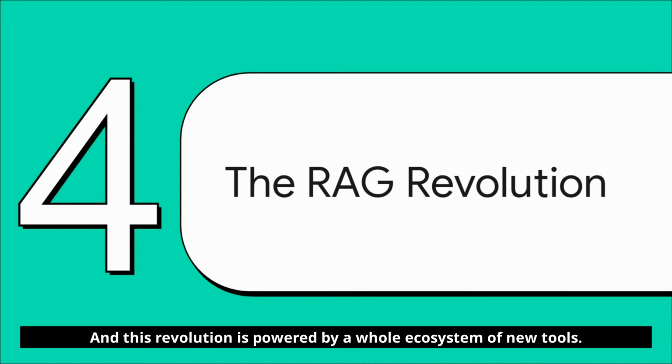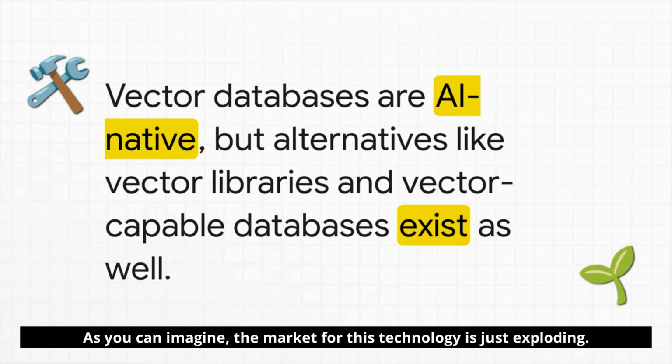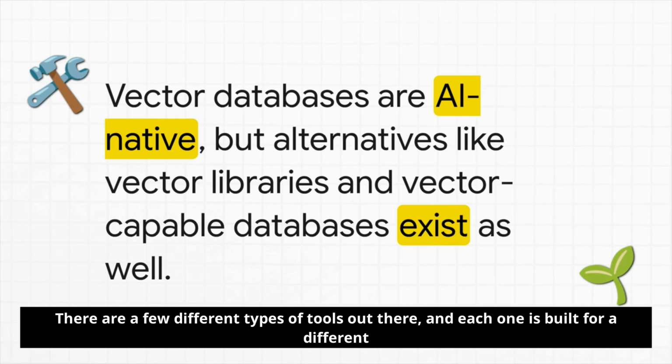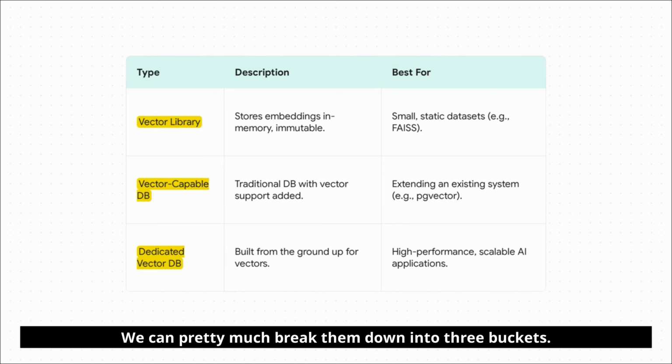And this revolution is powered by a whole ecosystem of new tools. As you can imagine, the market for this technology is just exploding, and it's definitely not a one-size-fits-all world. There are a few different types of tools out there, and each one is built for a different kind of job. We can pretty much break them down into 3 buckets. First, you've got simple vector libraries. These are great for smaller projects where the data doesn't change much.